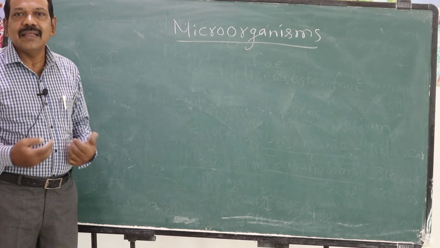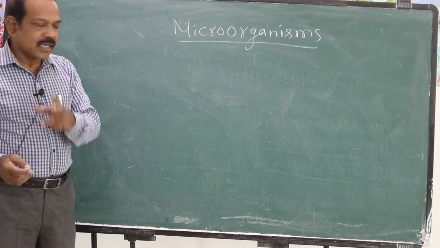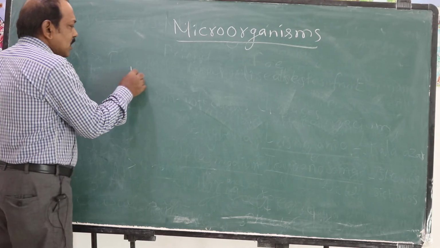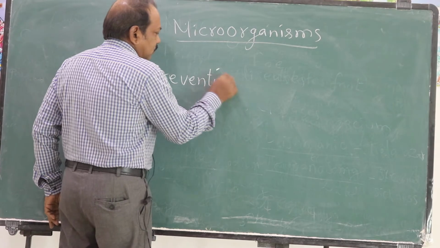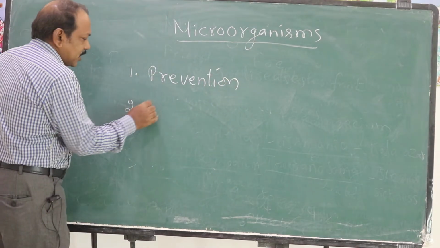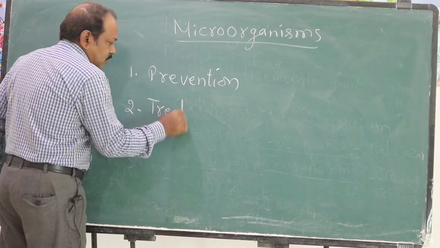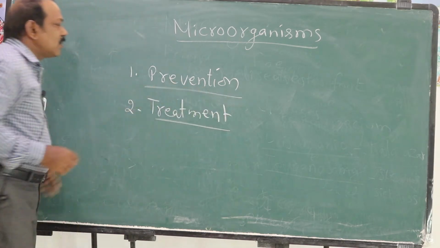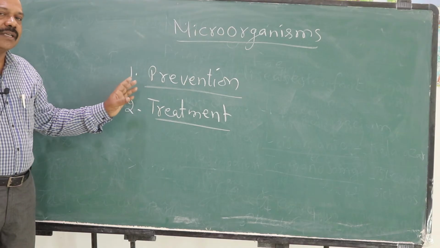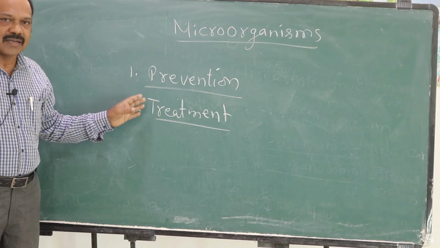Now how do we handle these diseases? Diseases can be handled in two ways. One is prevention, second one is treatment. I have already mentioned these words, prevention and treatment. Both the words were mentioned when I was discussing bacteria.